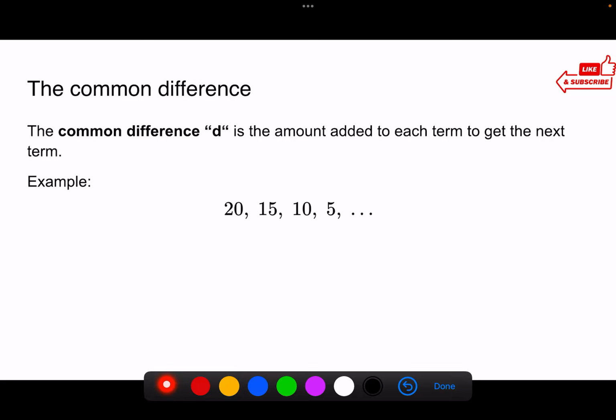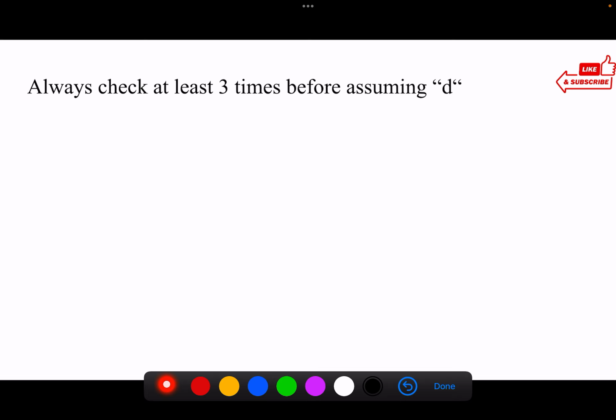All right. In this sequence right here, this shows that the common difference can also be negative. To move from 20 to 15, you have to subtract 5. From 15 to 10, you also subtract 5. From 10 to 5, you subtract 5. And so this gives you a common difference of negative 5. 15 minus 20 is negative 5.